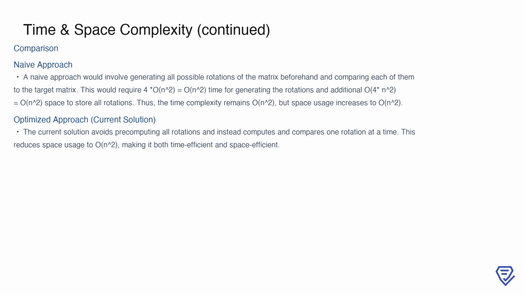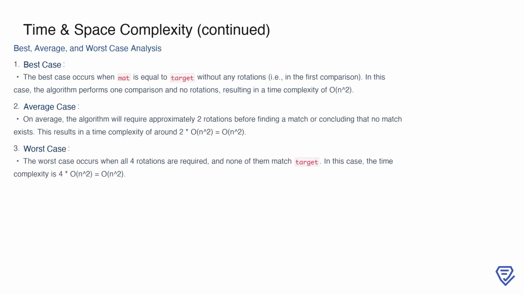In contrast, the optimized approach we're discussing avoids pre-computing all the rotations. Instead, it computes and compares one rotation at a time, discarding the previous rotation before creating the next. This reduces space usage to O(n²), matching the time complexity and making the solution both time efficient and space efficient.